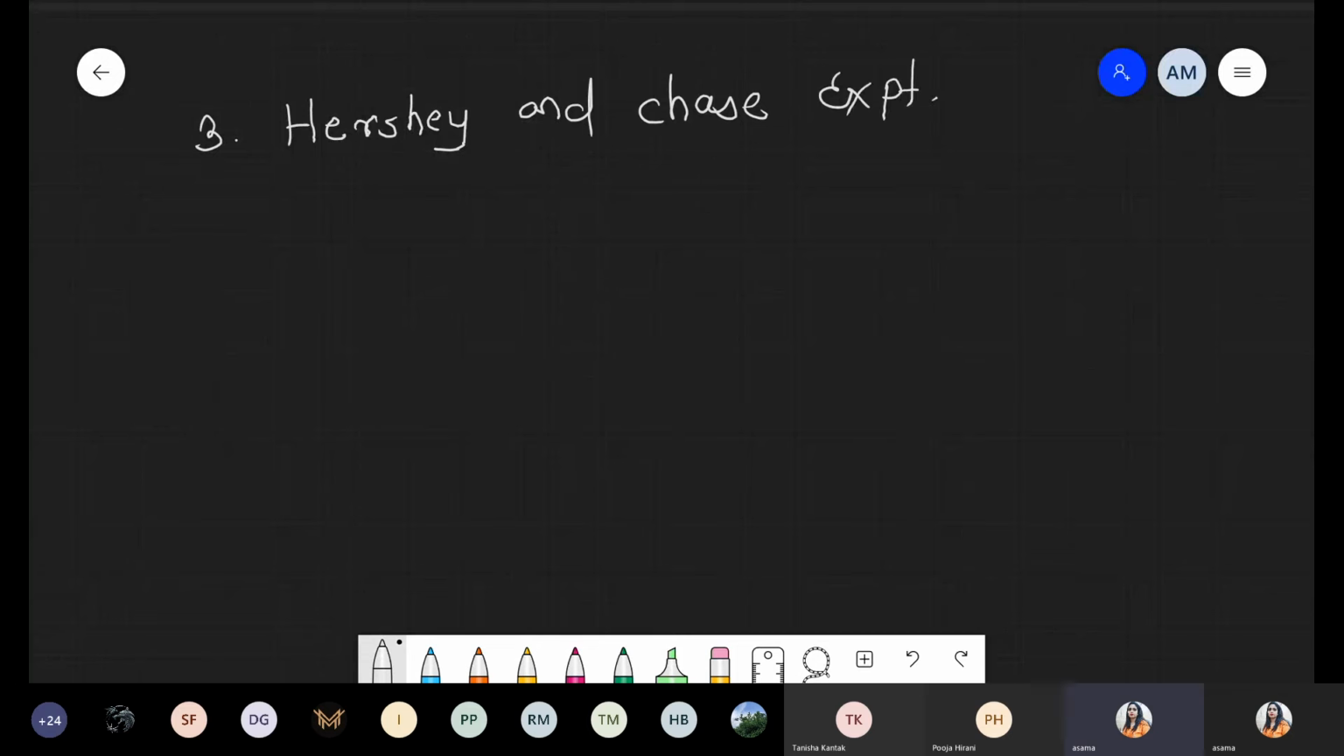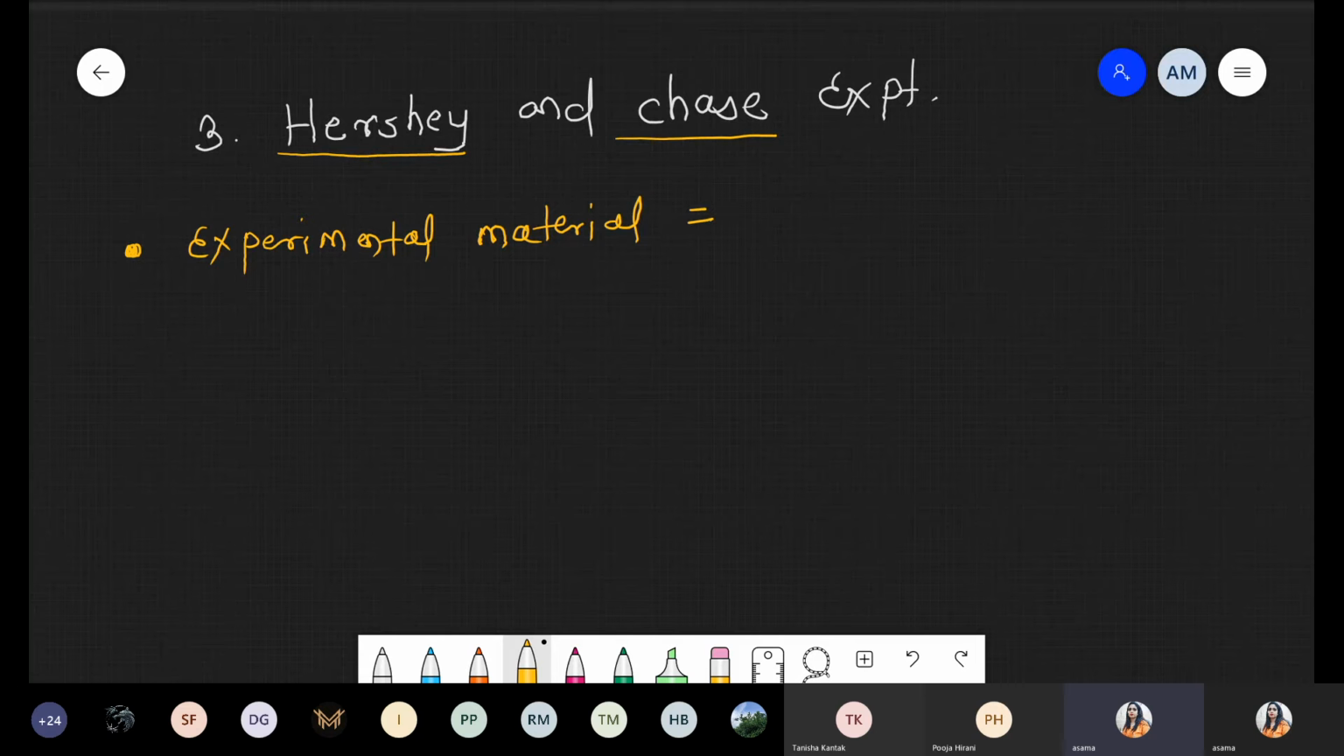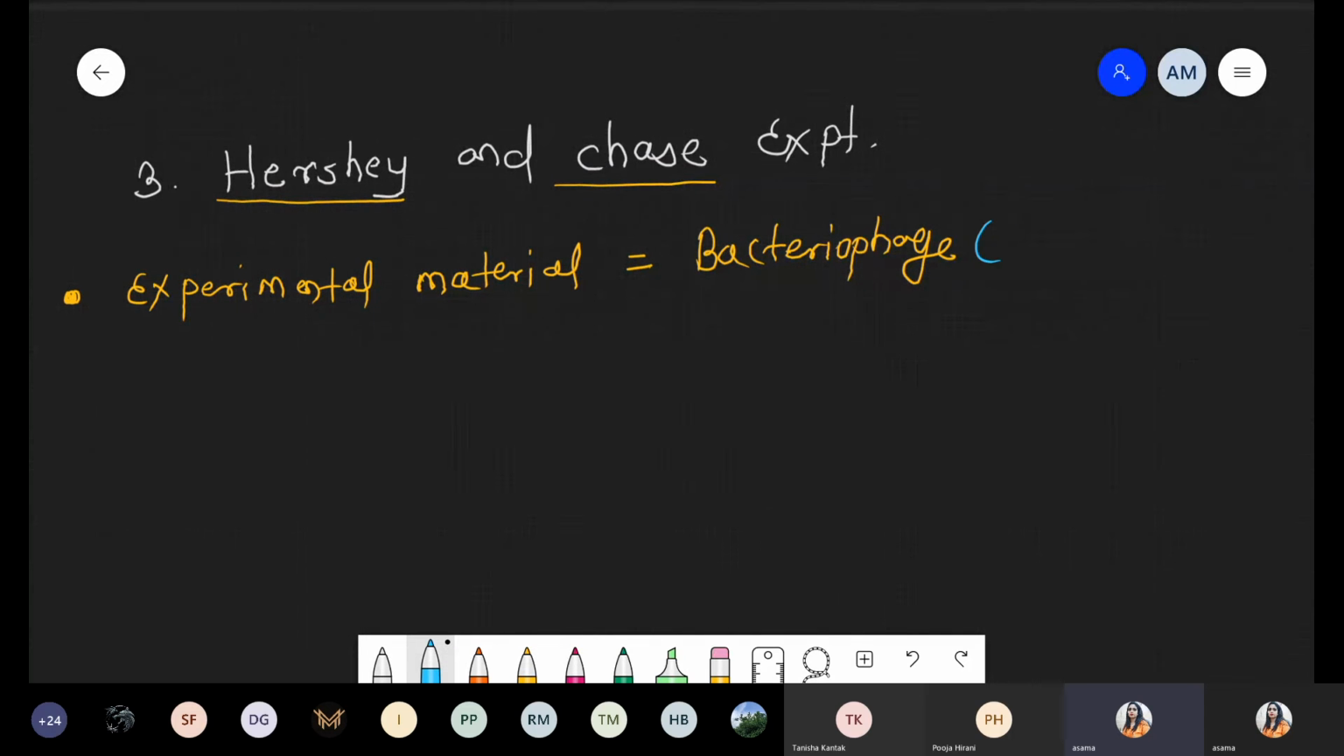Now, for the experiment, scientists used the experimental material that is bacteriophage, more specifically T2 phage. नाम ही scientist का है who discovered this experiment, that is two scientists, Hershey and Chase. These are the names of the scientists. And for their experiment, they simply used experimental material, that is one phage, bacteriophage, which eats the bacteria. Bacteriophage. And more specifically, they used T2 phage.